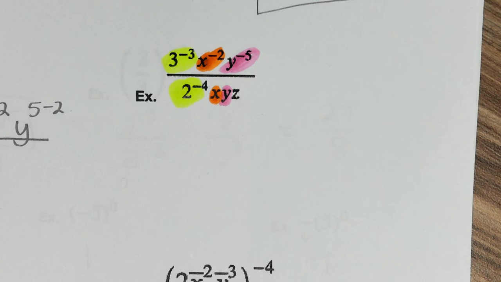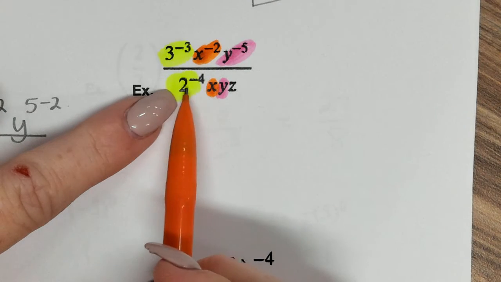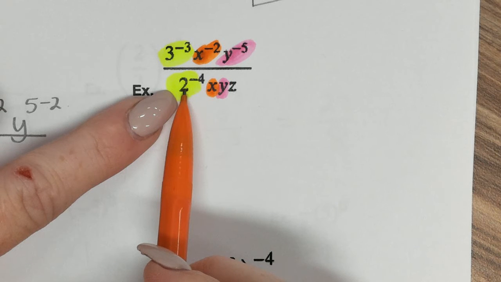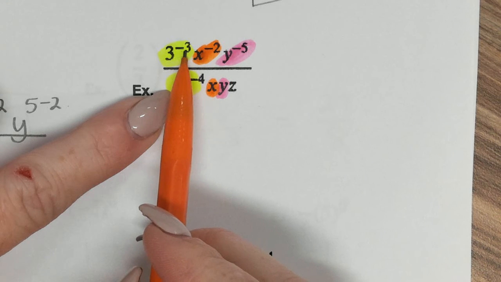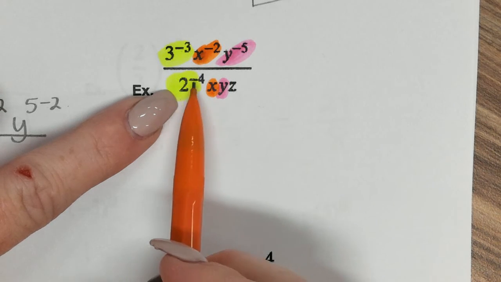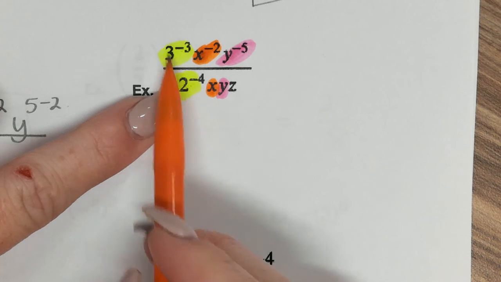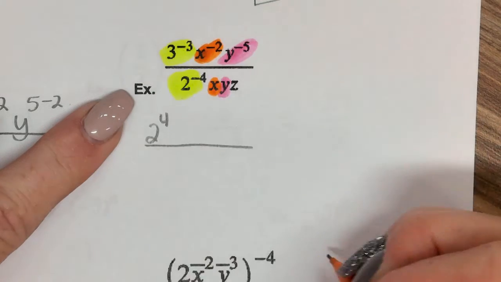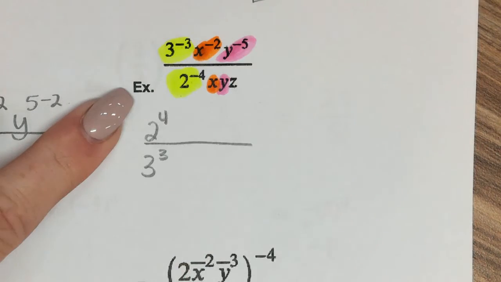All right, the next thing I did is I switched these two guys' spot. Why did I do that? This is a negative exponent, so it's got to go to the bottom. And this is a negative exponent on the bottom, so it's got to go to the top. Okay, so that's the first thing I did. I said 2 to the 4th is going to go here, and 3 to the 3rd is going to go here.